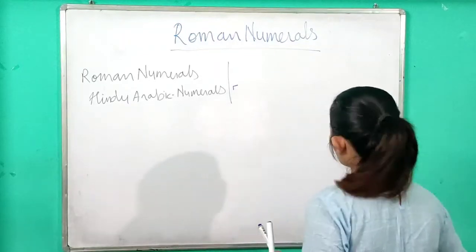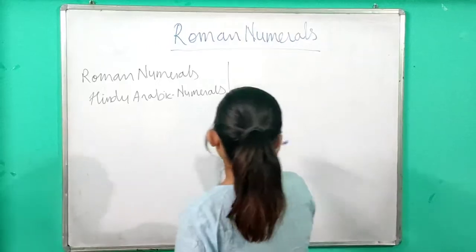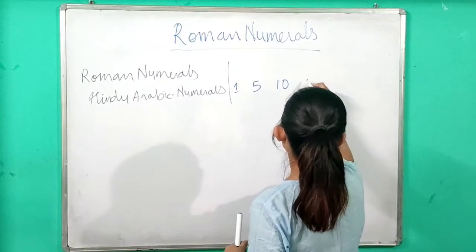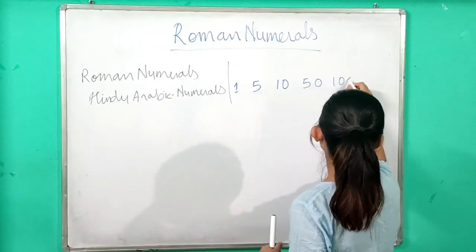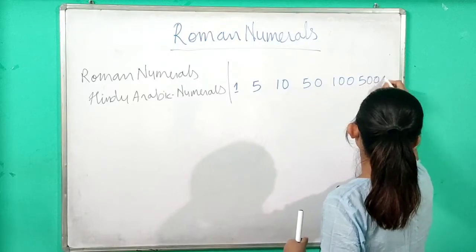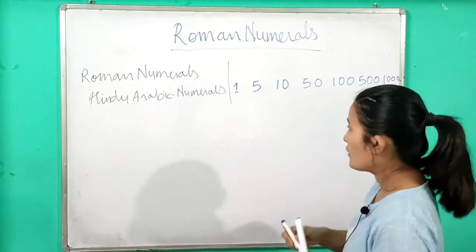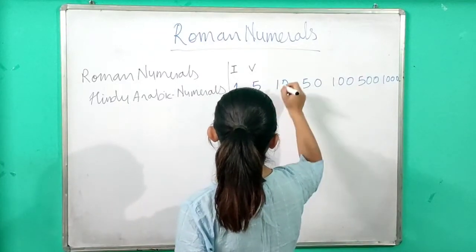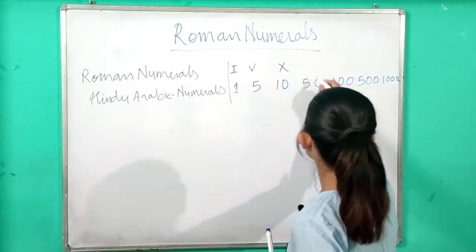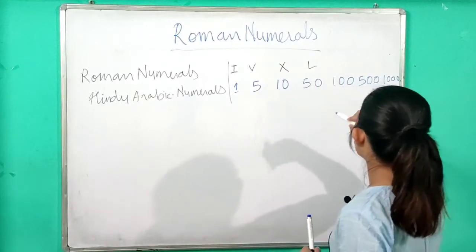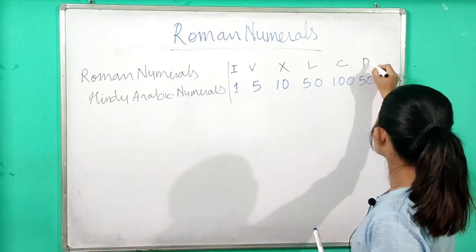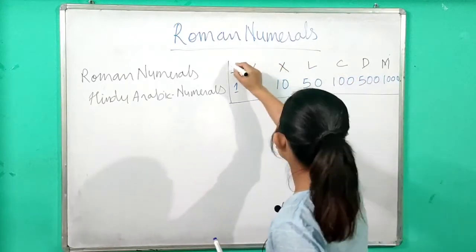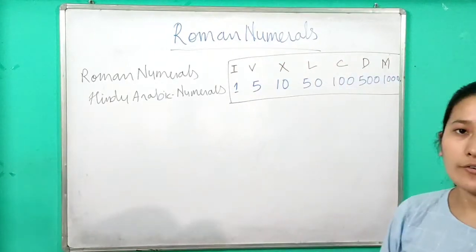First starting with 1, then you have 5, then 10, then 50, then 100, then 500, then 1000. Now 1 is represented as I, 5 as V, 10 as X, 50 as L, then 100 as C, 500 as D, 1000 as M. You have to learn this by heart. Only then will you be able to convert.